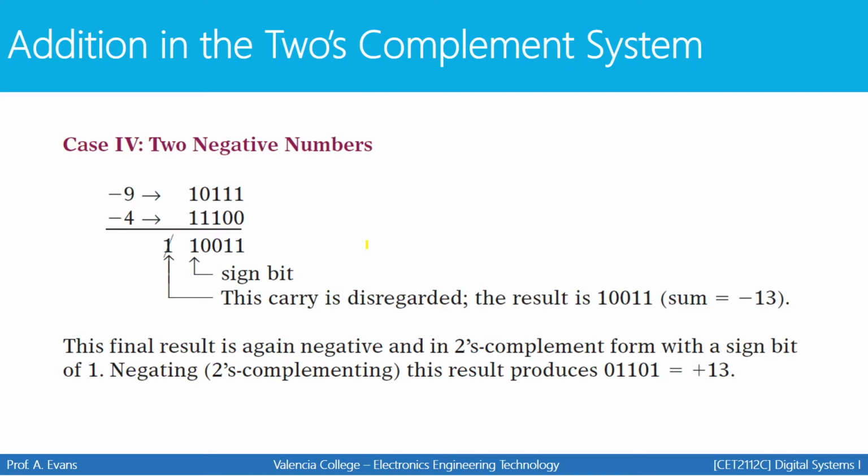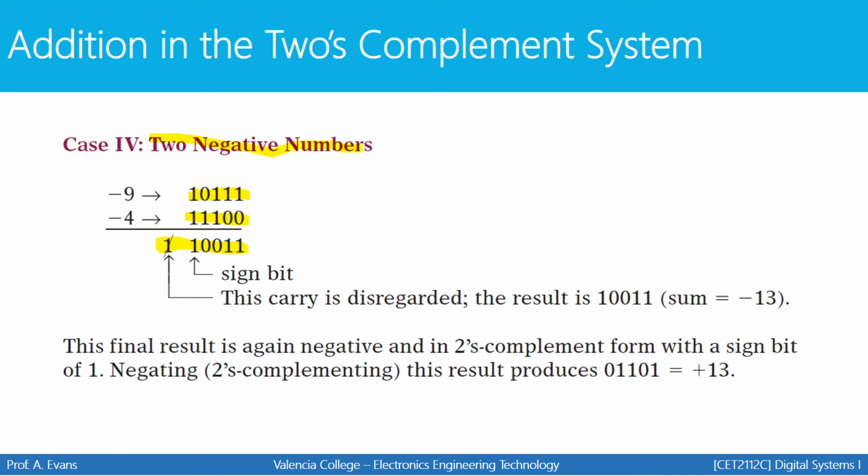Let's talk about case number 4, when you have two negative numbers. Let's say I'm going to add the numbers negative 9 and negative 4. Here's negative 9 in 2's complement form. Here's negative 4 in 2's complement form. If I add these two numbers together, here's what I get as an answer. 110011. Now, if you were to calculate this in decimal, you would not get an answer equal to negative 9 plus negative 4. Your answer should be negative 13. So we have an extra bit that we're going to disregard once again if you have this case.